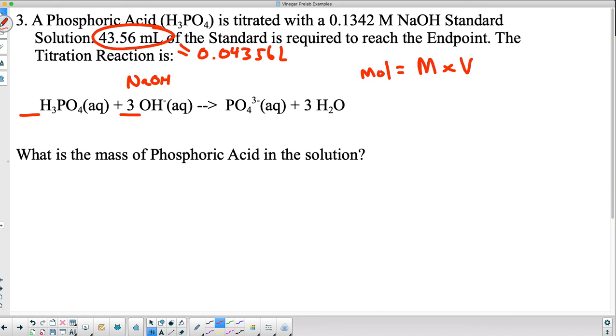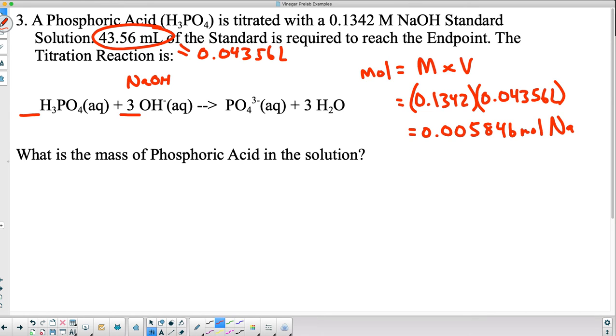So what does that mean? That means I have molarity right here, 0.1342, that's the molarity, times the liters of 0.04356, like that, liters. And what we get then for the number of moles is 0.005846, and that's the number of moles of sodium hydroxide. Okay? Excellent. So all we did was find the moles. We did that by using molarity equals moles divided by volume. That's all we did. And I solved for moles then, which is molarity times volume.